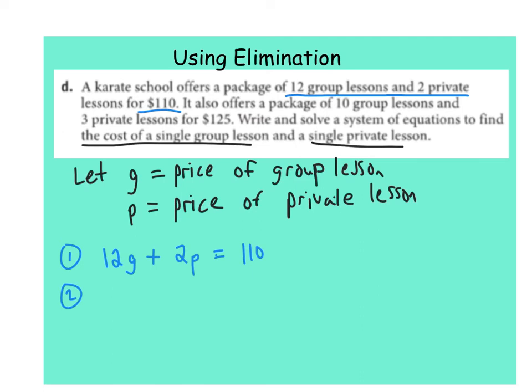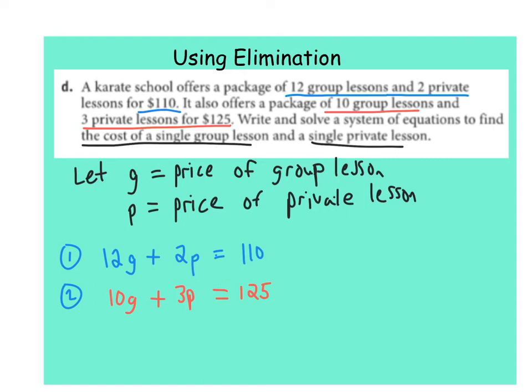And then equation 2 from the next piece of information, right? 10 group lessons plus 3 private lessons. 10 group plus 3 private is $125. Okay, and we have ourselves a nice little system of equations. All right, and we're going to do it with elimination.